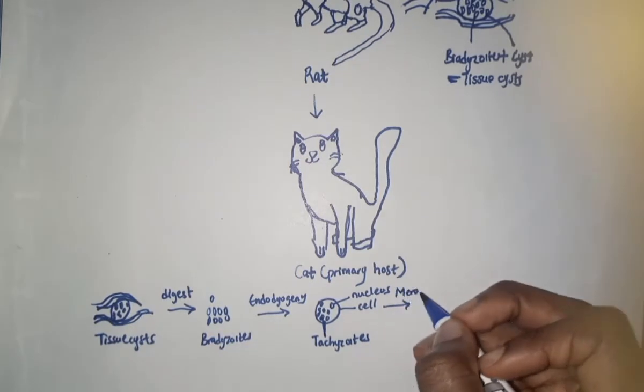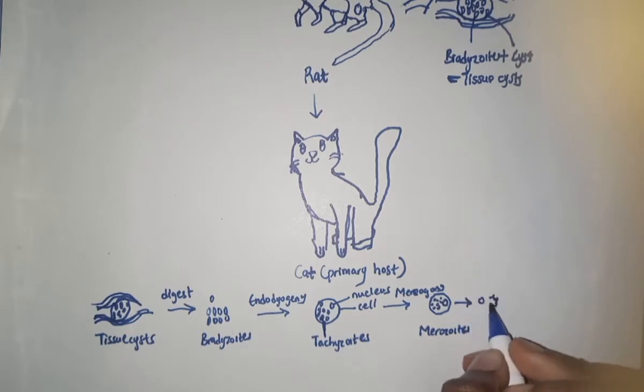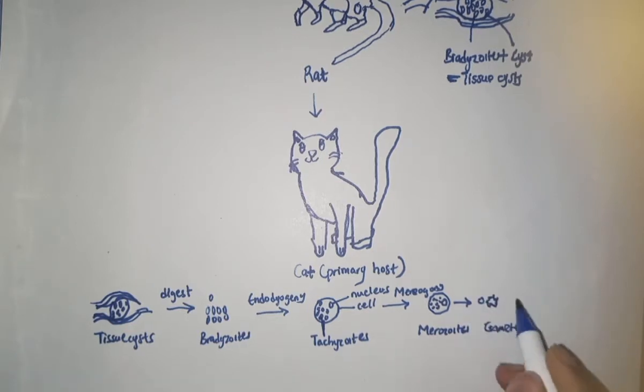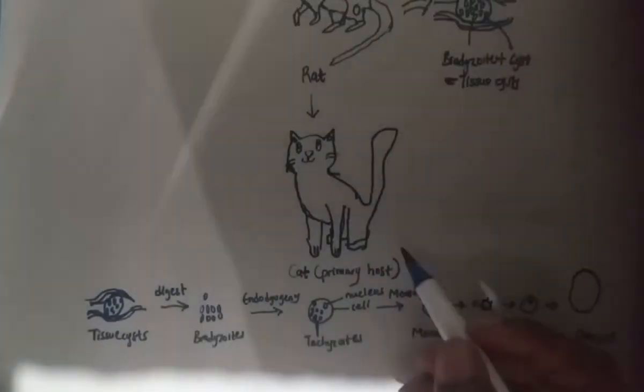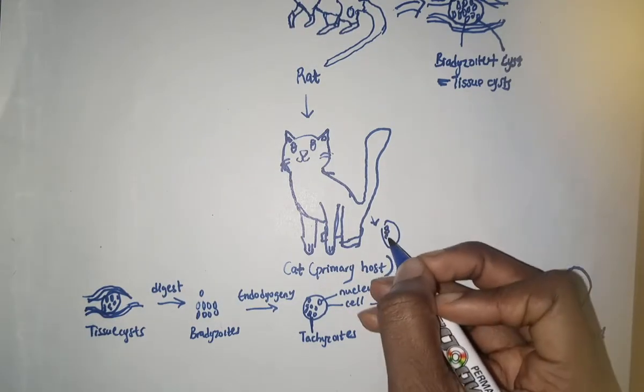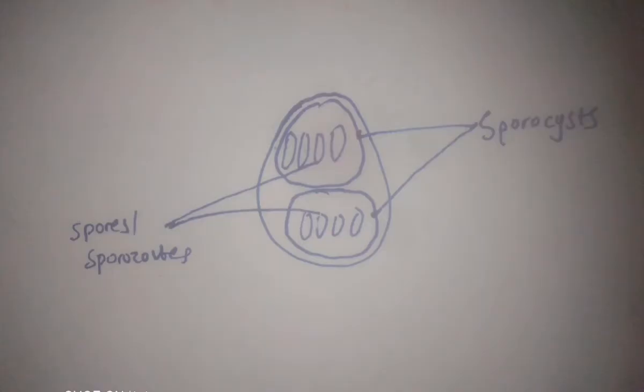Next, the tachyzoites divide asexually again to form merozoites. At a point, these merozoites start sexual division to produce gametes. Gametes fuse to form a zygote. The zygote develops into an oocyst, which is excreted in the cat feces. An oocyst is an egg-like structure which contains sporocysts, and those sporocysts contain spores or sporozoites.